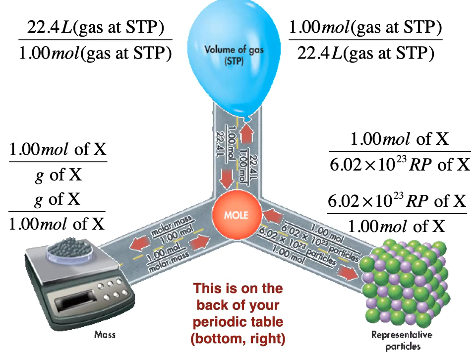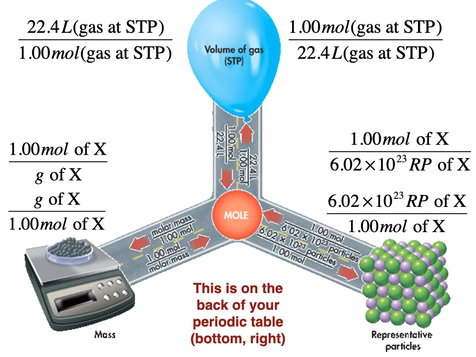Now, this picture is in the bottom right corner of your periodic table. These are the mole ratios that we can use to go from one unit to the next. The molar volume of a gas is 22.4 liters. So at the top you see 22.4 liters of gas at STP, which is 0 degrees Celsius and 1 atmosphere, is equal to a mole of gas at STP.